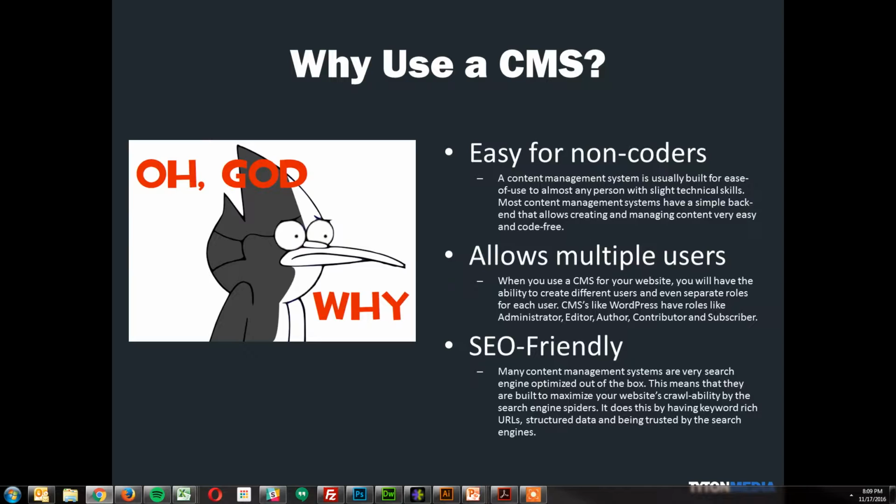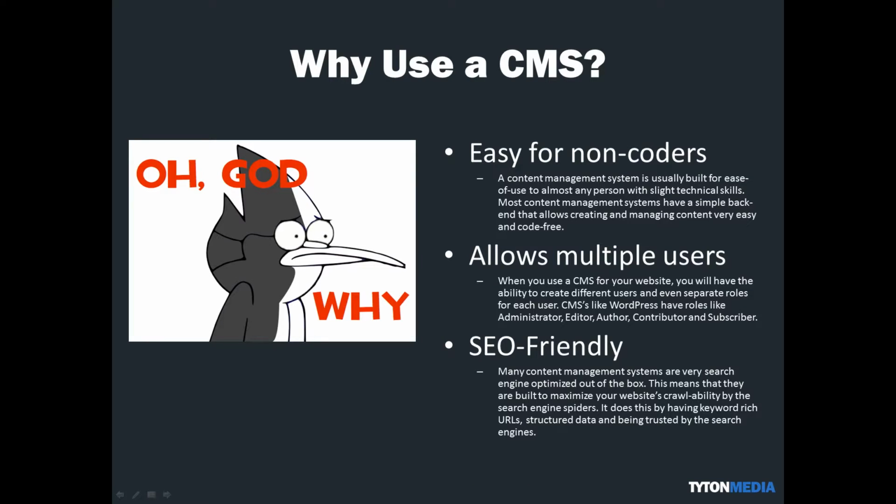When you use a CMS for your website, you will have the ability to create different users and even separate roles for each user. CMSs, like WordPress, have roles like administrator, editor, author, contributor and subscriber. This allows you to manage your content flow through any user levels you would like. For example, you could have authors that write the content but can't post it, editors that can edit content but not post it, and administrators who can post content.